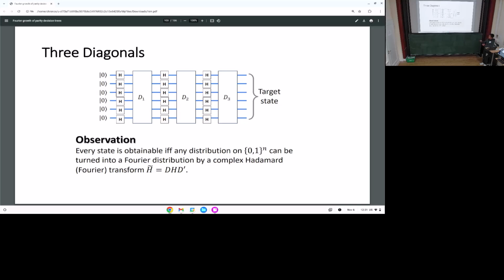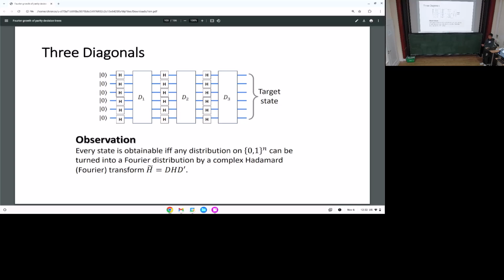And how are we going to do this? We will apply a complex Hadamard transform. That's a complex Fourier transform. So the Fourier transform is just the Hadamard gates. And what's a complex Hadamard, like a complex Fourier transform? It's adding phases on the left and the right.